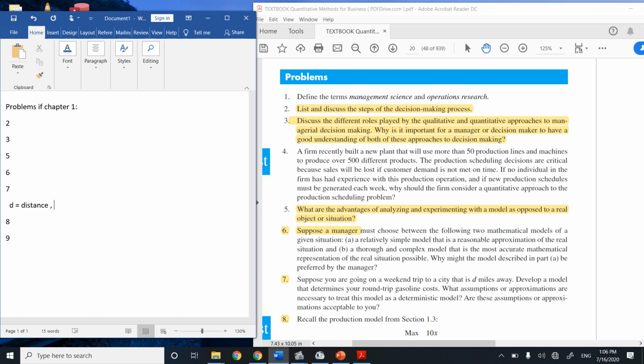So in order to deal with this, we develop a model to estimate our cost of gasoline during the round trip. Let's say we have how many miles we cross, miles, and also we have a cost per gallon of gasoline, C, cost per gallon of gas.